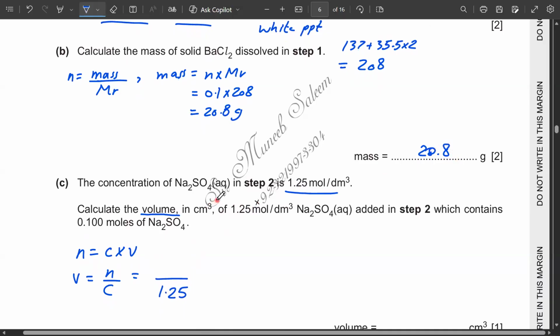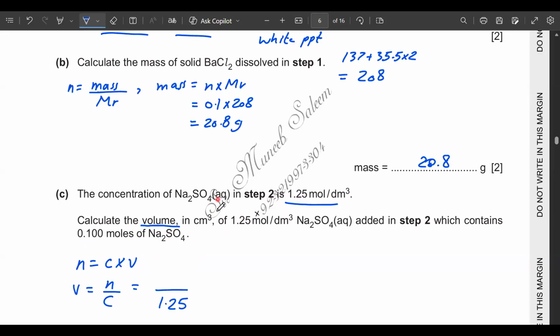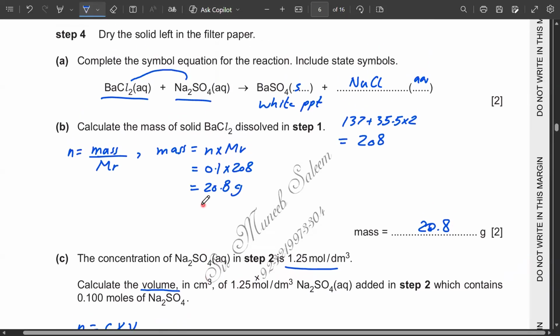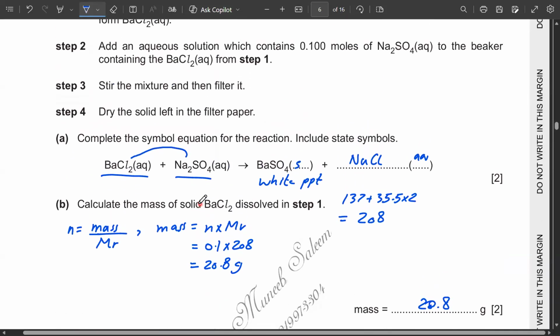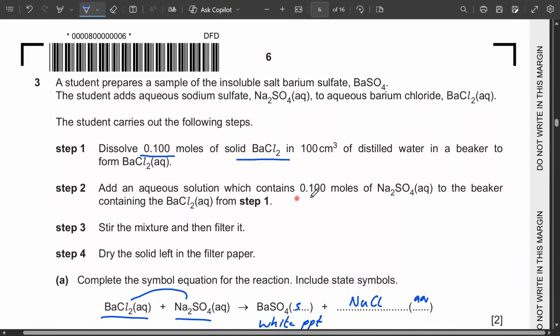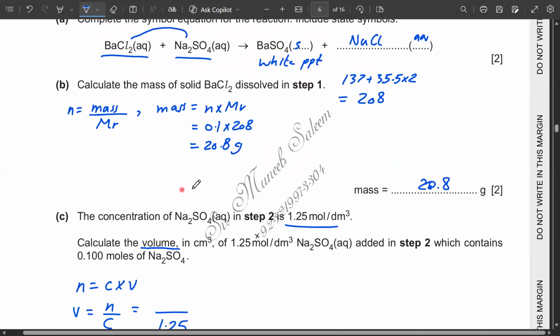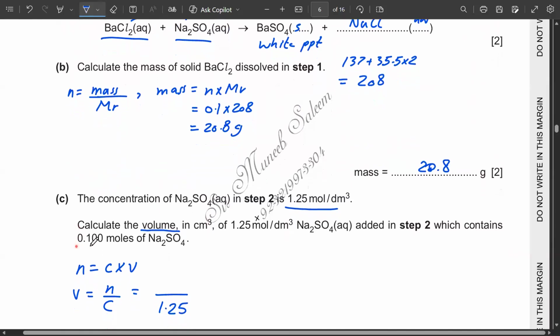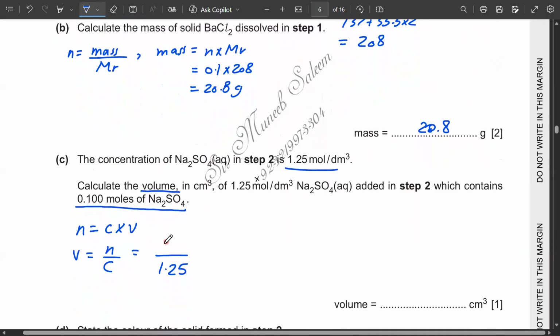How much of the mole is used here? For this purpose, we would go back to the question and see 0.1 mole of the sodium sulfate was added into the solution in step 2, and this is the same value here, 0.1 mole of the sodium sulfate. So simply put here 0.1 divided by 1.25.